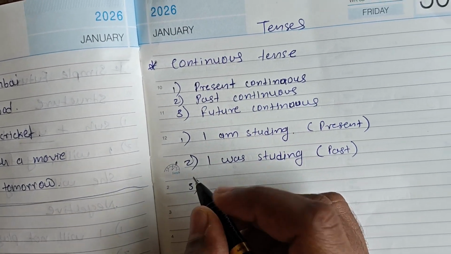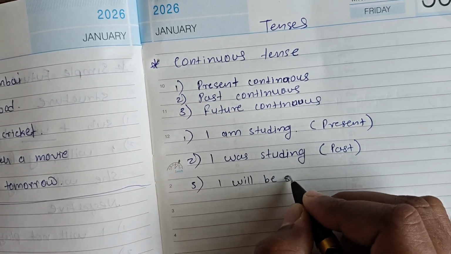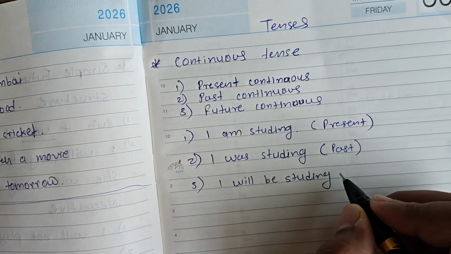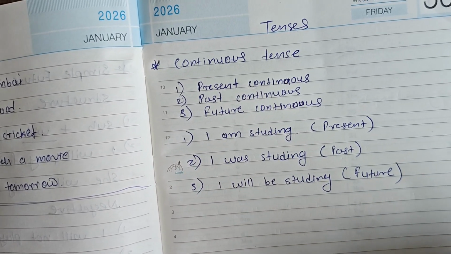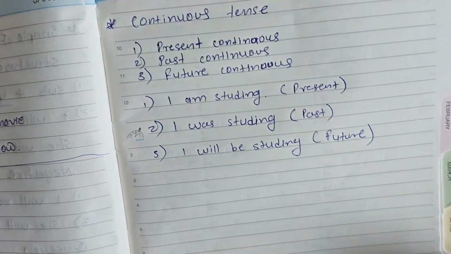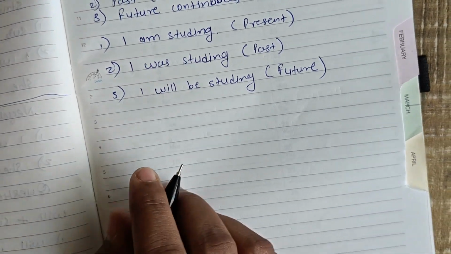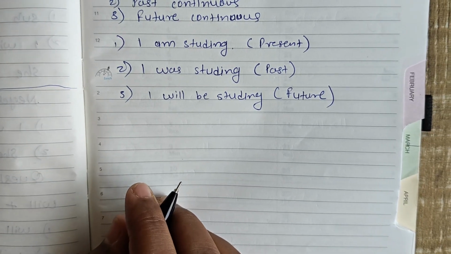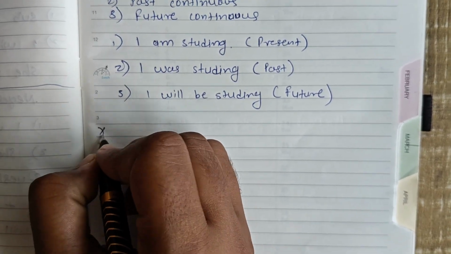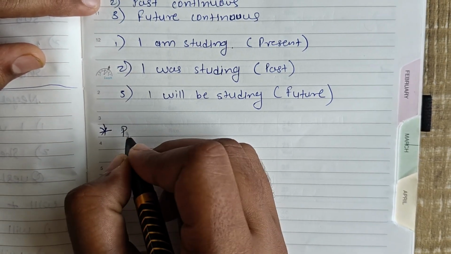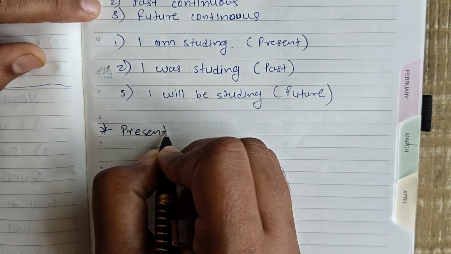Then the third one is I will be studying. This is future continuous tense. Means मैं पढ़ाई कर रहा हूँगा. It is telling about the future, what will happen in future. So right now just go through them one by one. Let's see the present continuous tense, what is the structure and when we will use it.